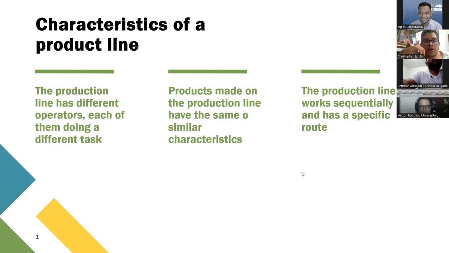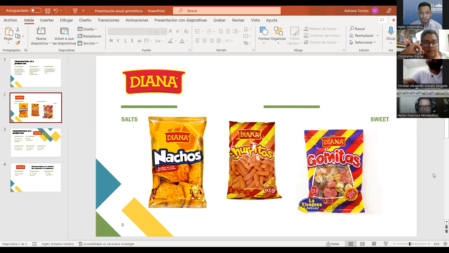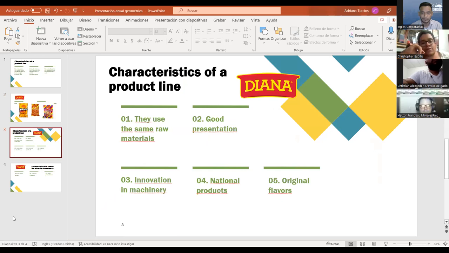Then the products we selected are three: nachos, churritos and gomitas. They are representative of the production of Diana. What are the characteristics of the line? Well, they use the same raw material to produce the salt line and also the sweet line. They have a good presentation, and different presentations also, for little neighborhood stores or supermarkets.